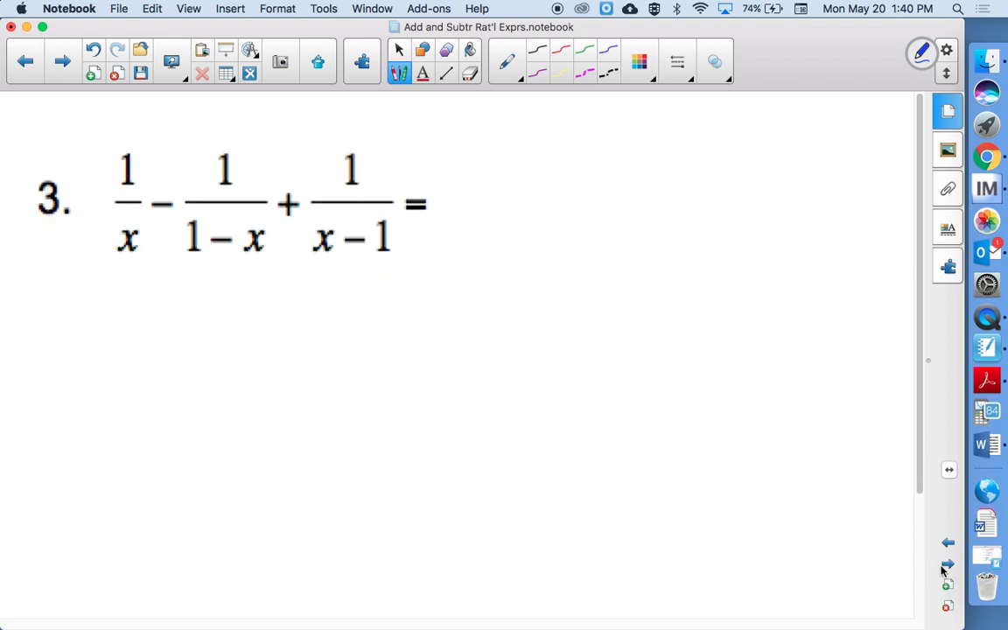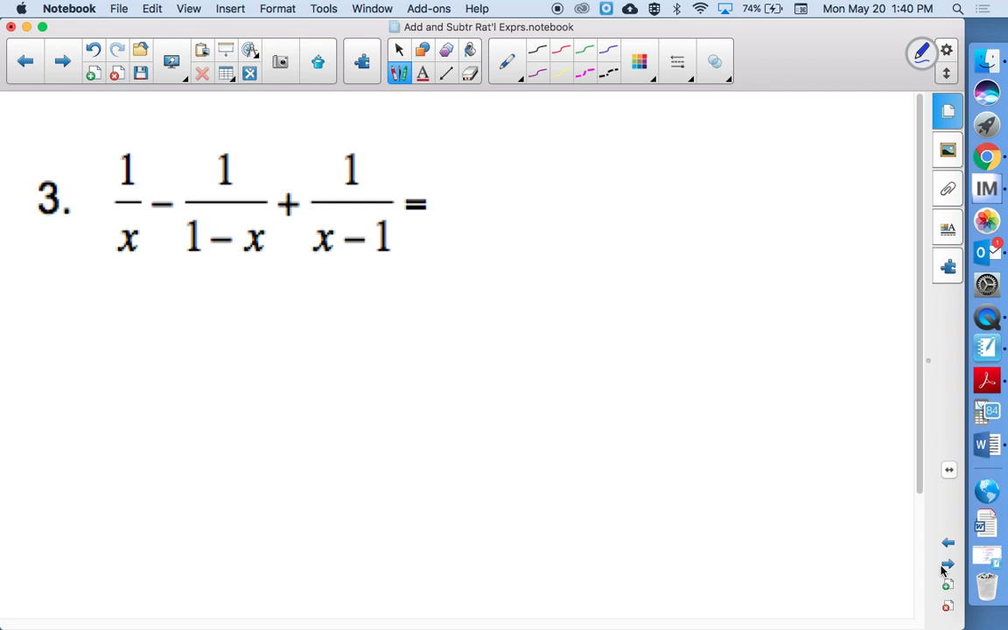So number 3 has 3 fractions in it. We have 1 over x minus 1 over x, or 1 over 1 minus x. And then you're adding 1 over x minus 1. Brandon, what do you think?